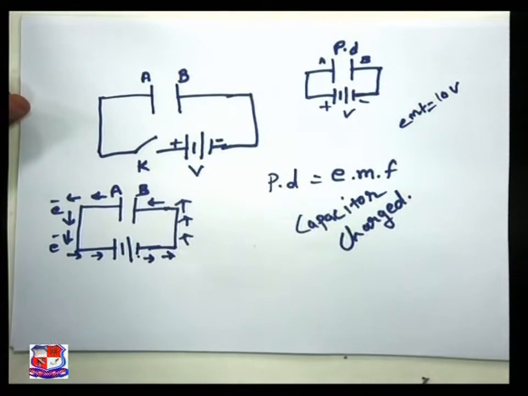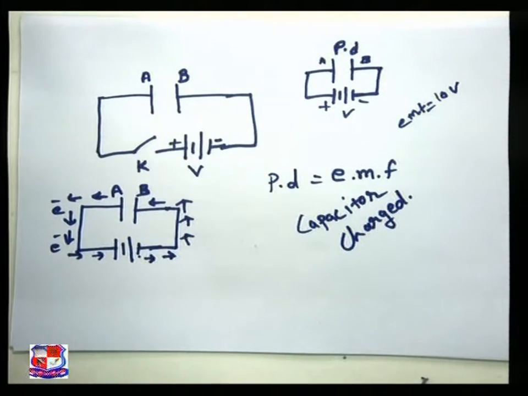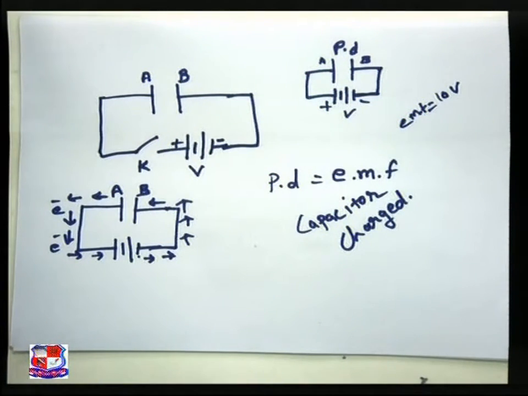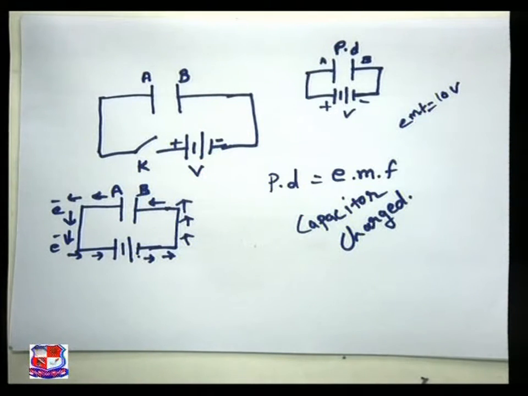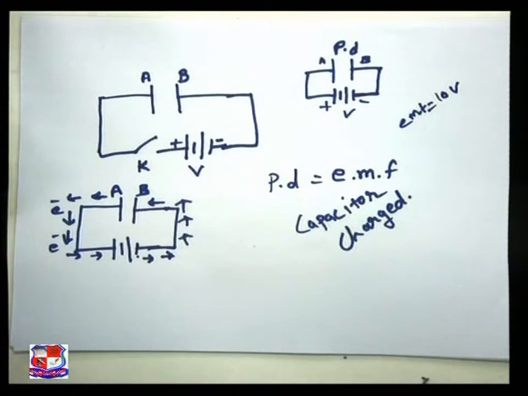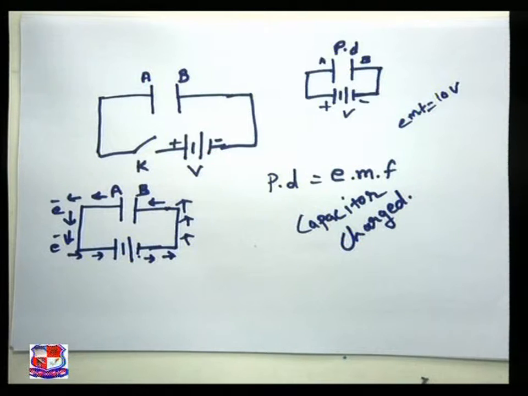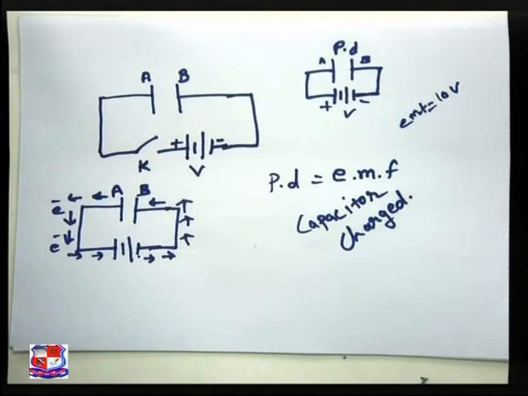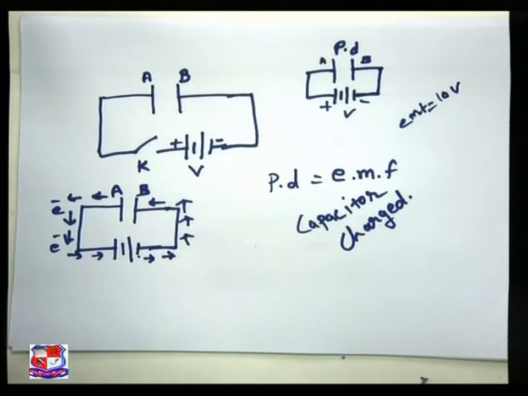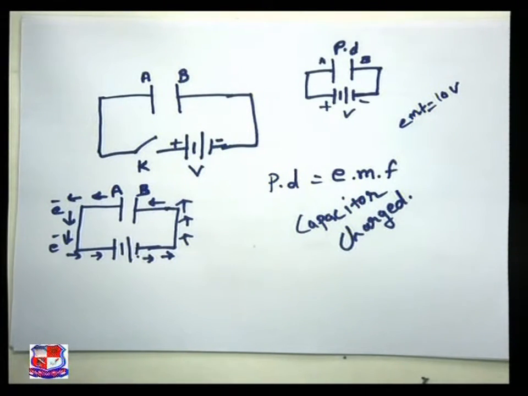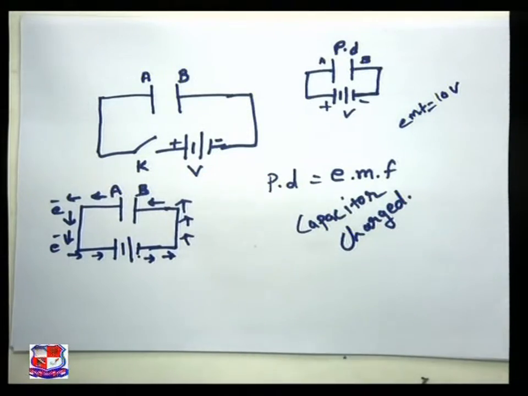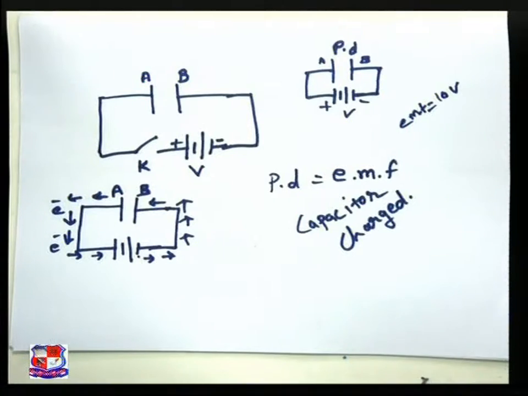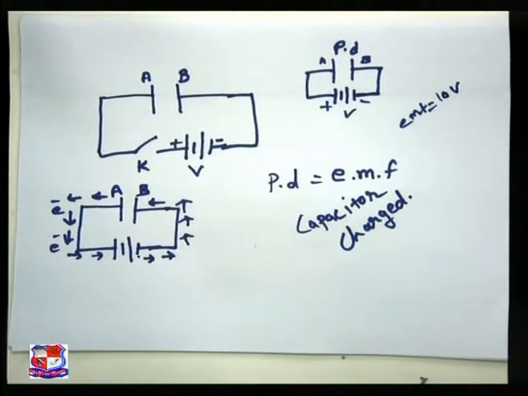So charging of a capacitor is the transfer of electrons from one plate to another plate. There is a deficiency of electrons on one plate and an increment of electrons on the other plate, and therefore the potential difference increases. When it becomes equal to the EMF of the battery, the electron movement stops and our capacitor is fully charged. So this is how our capacitor stores a charge.